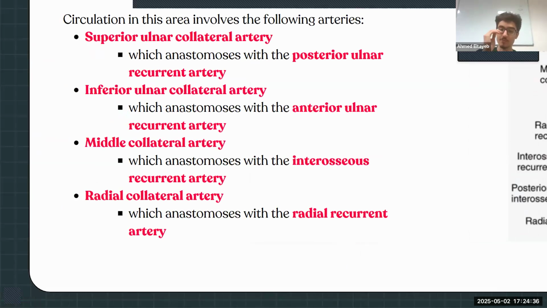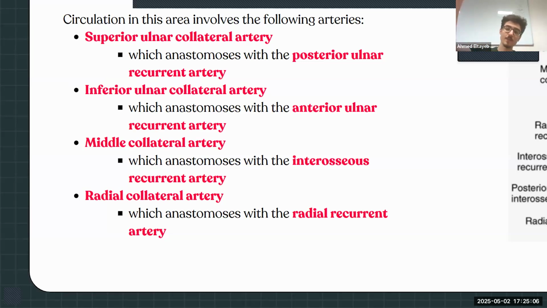You have the superior ulnar collateral, which is going to anastomose with the posterior ulnar recurrent. This is coming from the brachial, and this is coming from the ulnar. Okay? And then you're going to have the inferior ulnar collateral artery, which is coming from the brachial artery, anastomosing with the recurrent, we said inferior, so with the anterior ulnar recurrent artery.